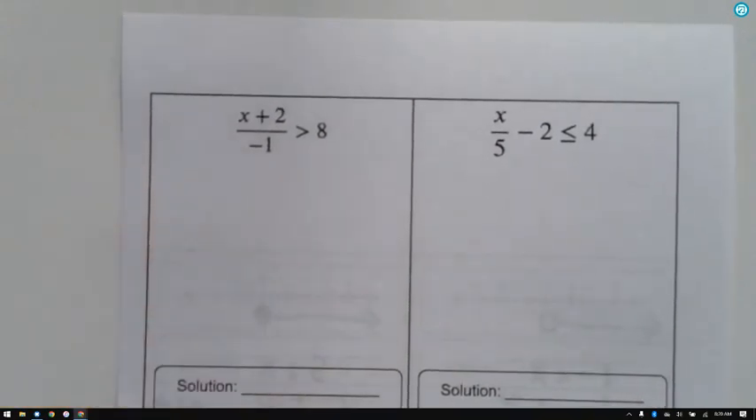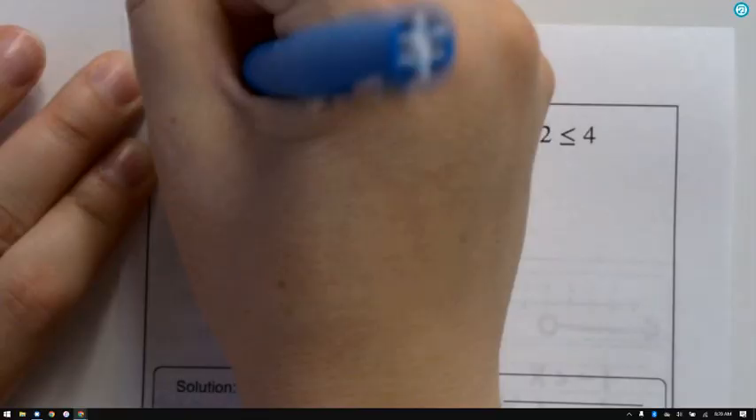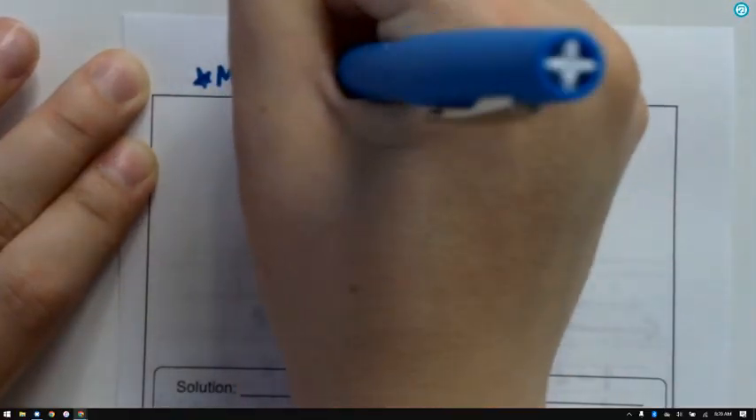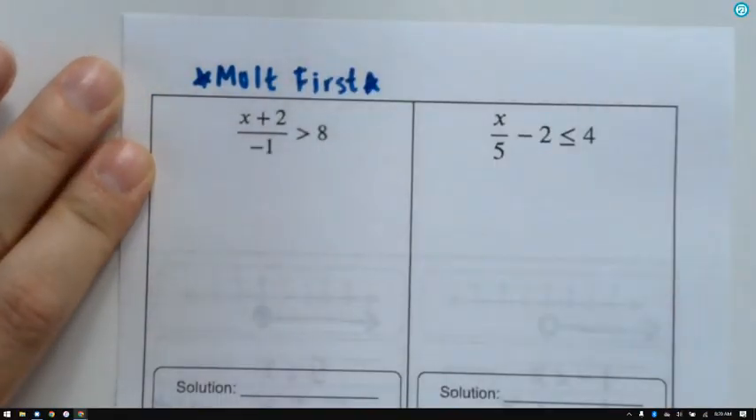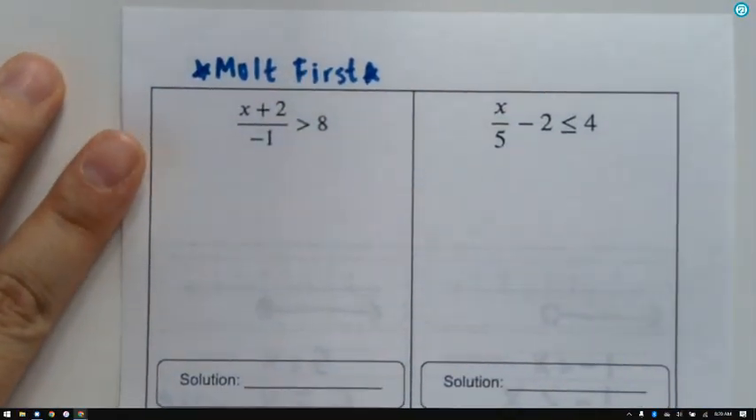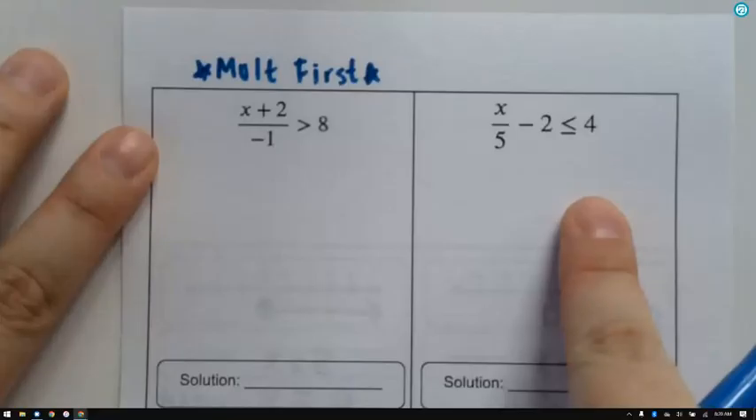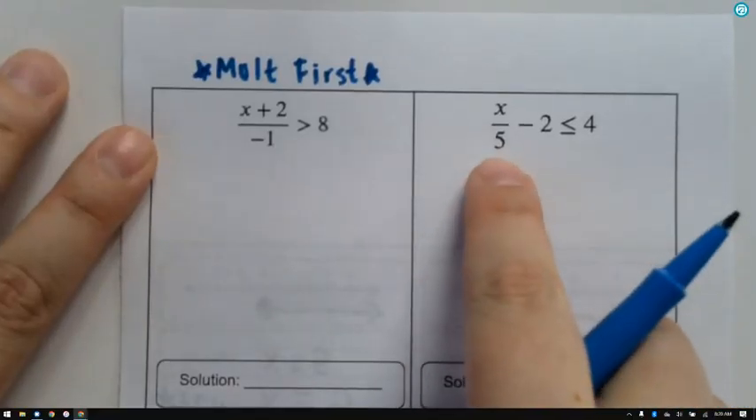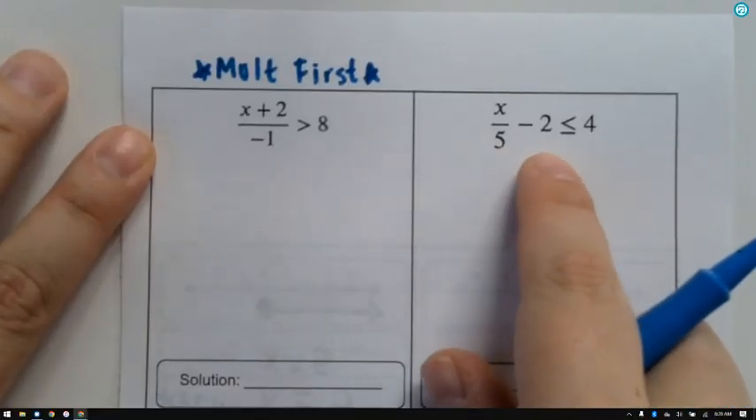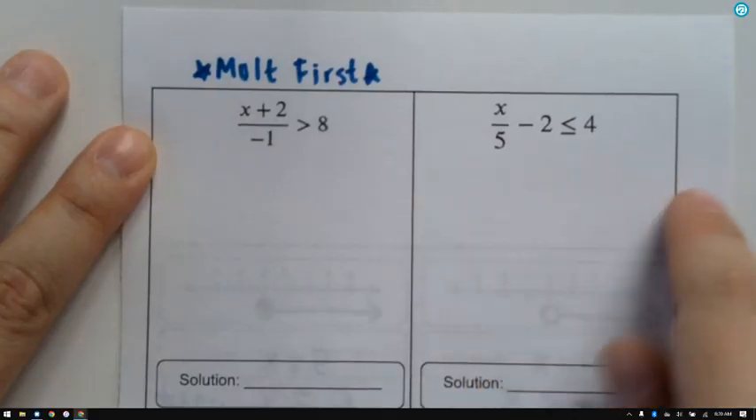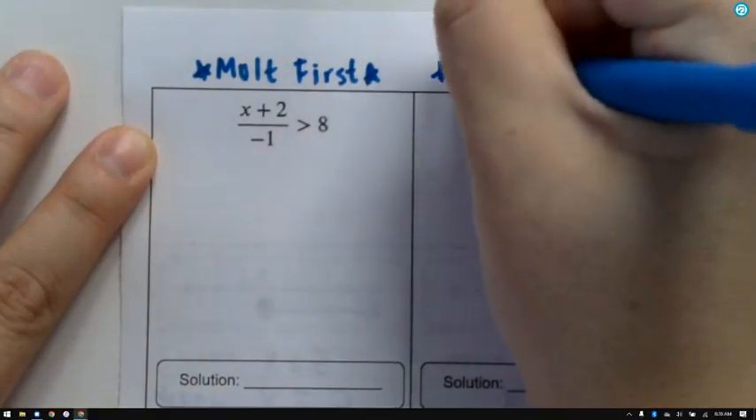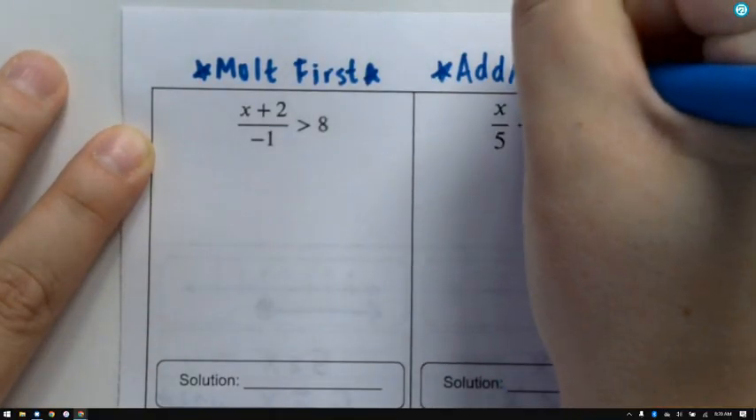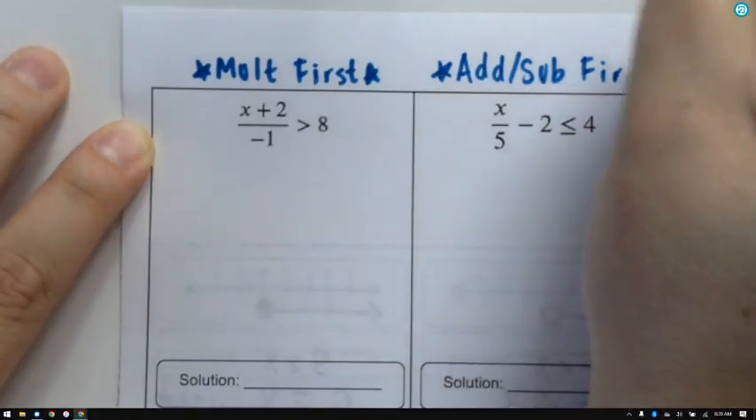where we have a big fraction, the first thing that we need to do is multiply. I'm just going to write a little note up here that says multiply first. On a problem like this, where we have a little fraction and then we're adding or subtracting, we need to get rid of the adding or subtracting first. So you put a note to yourself that says add/sub first.